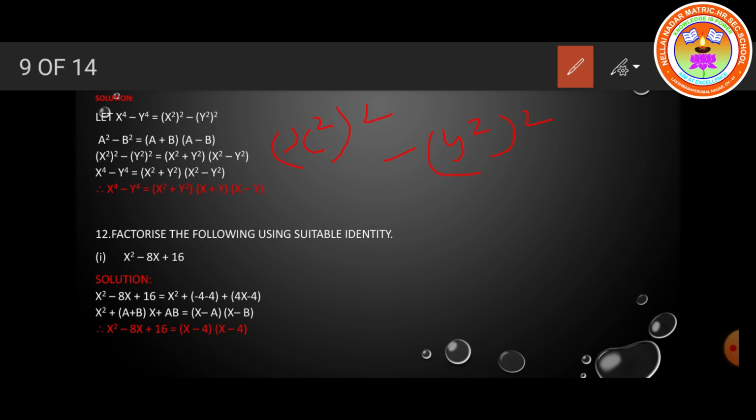In the a plus b into a minus b format, it is (x square plus y square) into (x square minus y square). Understood, all of you? Yes. Now x square minus y square means (x plus y) into (x minus y). The answer is x power 4 minus y power 4 is equal to (x square plus y square) into (x plus y) into (x minus y). Can you understand, all of you?